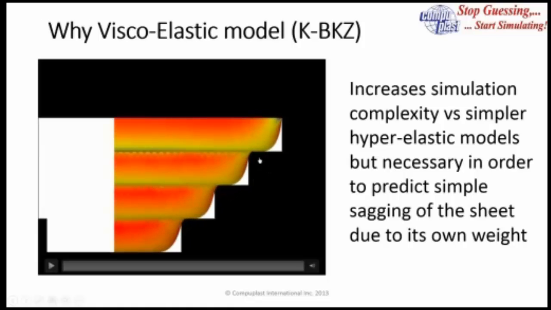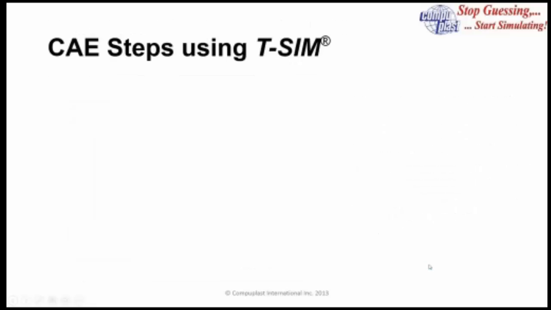And if you had a hyperelastic model, the material could stretch down to a certain position, but it would not continue sagging with time, essentially right down to the bottom of the cavity. So this is why it's critical to have the correct model. Otherwise, you're not really predicting reality.